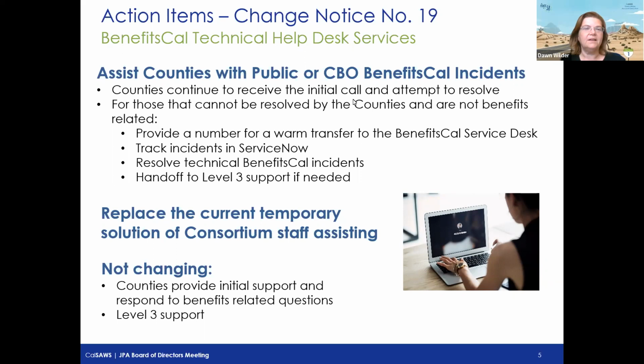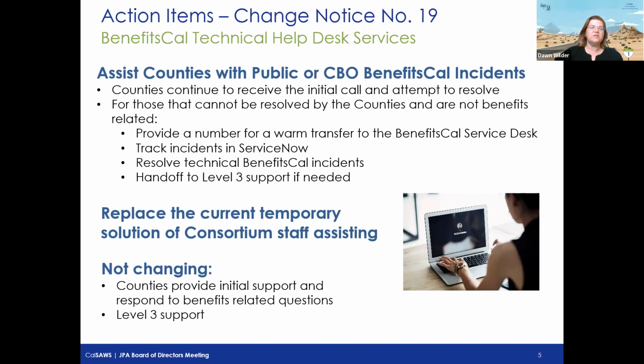I will. Thank you, John. So again, as John indicated, we are talking about Benefits Cal technical questions. The counties do receive these contacts initially, and they obviously attempt to resolve them when someone who is trying to work with Benefits Cal, be that a CBO or a member of the public trying to access services, runs into a problem. The counties do attempt those and resolve, I'm sure, the vast majority of them.